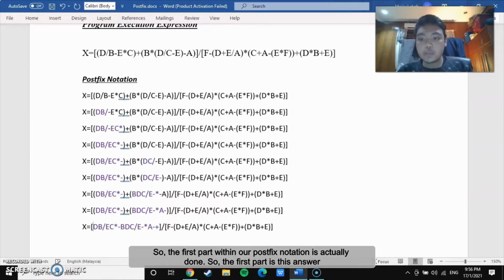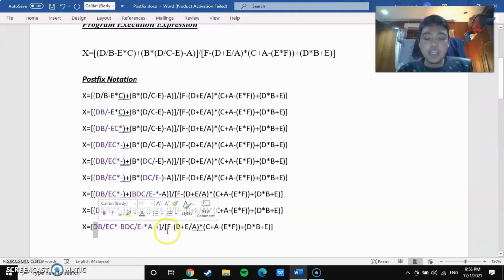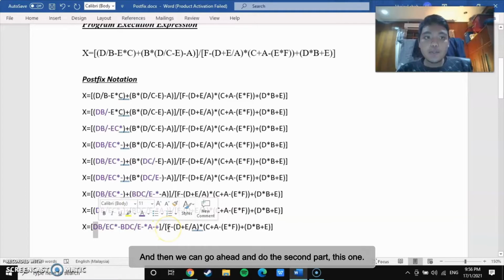Okay, alright. So the first part within our postfix notation is actually done. The first part is this answer: dB divided by EC multiplied minus BDC divided by E minus multiply A minus plus. And then we can go ahead and do the second part, this one.